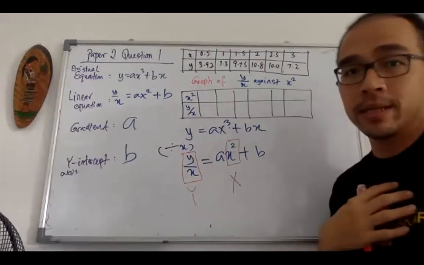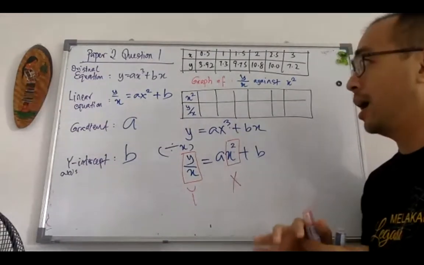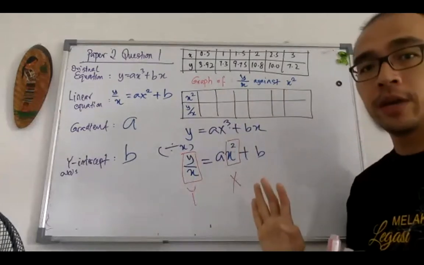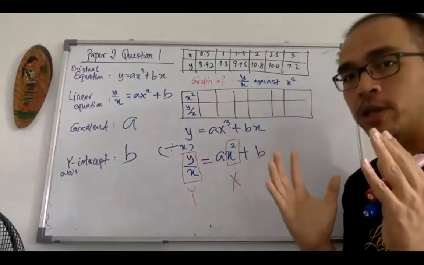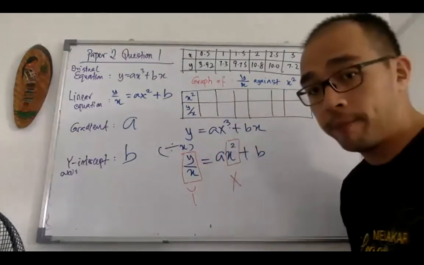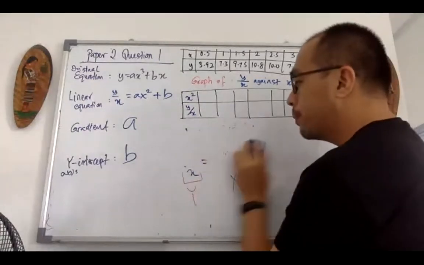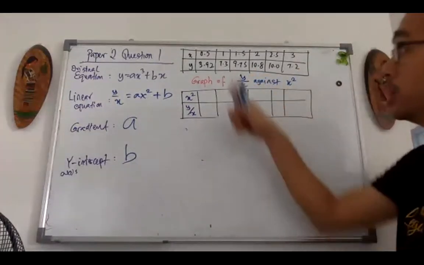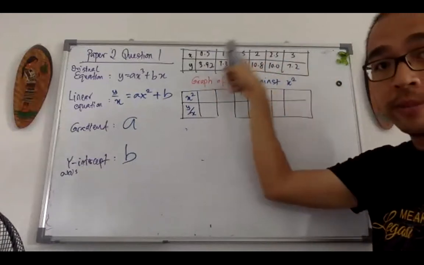This is my personal belief. A lot of students will immediately start with the table first. But I believe that if you have all the information, it's easier for you to start the work. So since we want a graph of y over x against x squared, we need to change this table. This is the original table given.